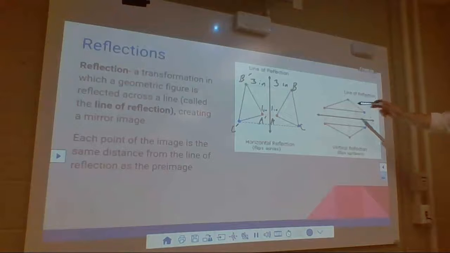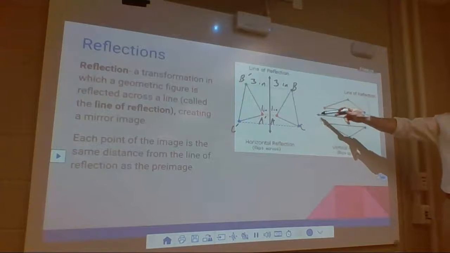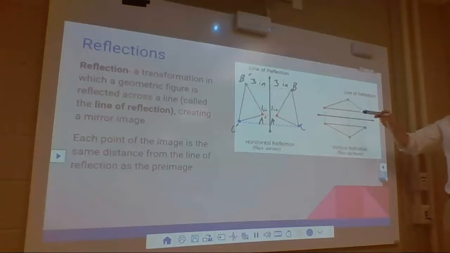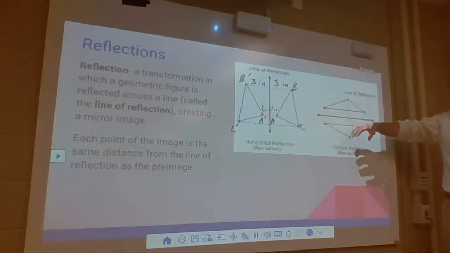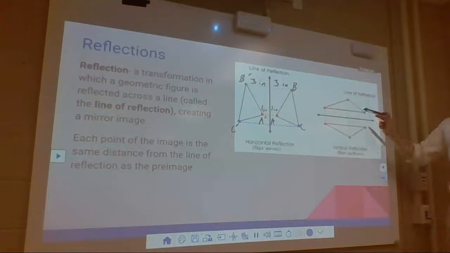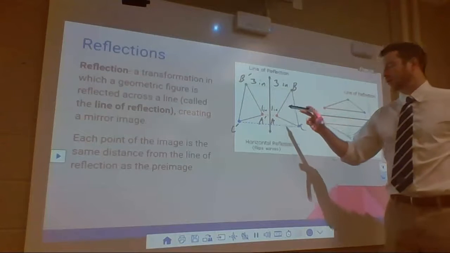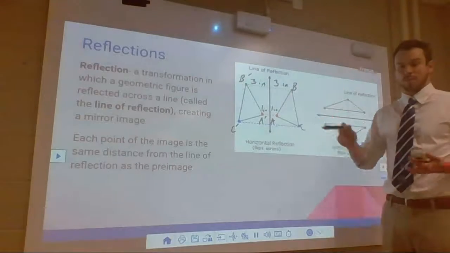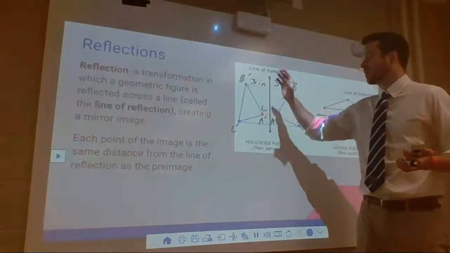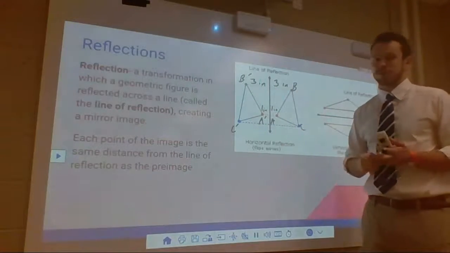All right, so now here we see a vertical reflection. So you can see that the line of reflection is actually a horizontal line. So we call it a vertical reflection when it reflects from up to down, or down to up across a horizontal line, and we call it a horizontal reflection when the line of reflection is vertical, going up and down. The pre-image to the image is flipping across horizontally.